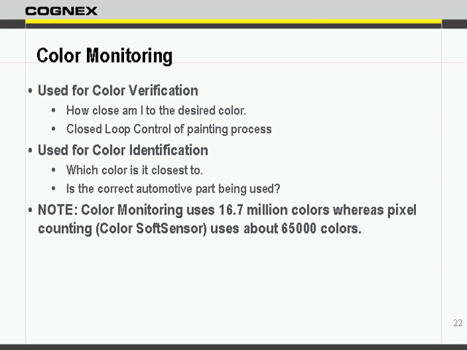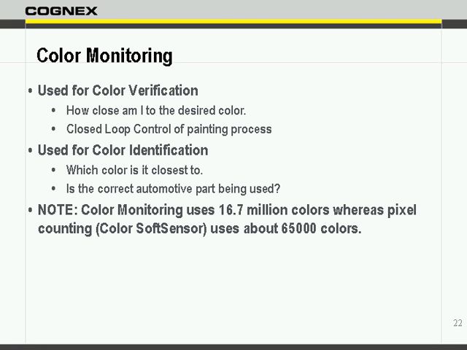So for that, because only the average color is learned, the average color needs to be very consistent from part to part. And this is what we want. That's why we want the color monitoring tool in this case. The color monitoring tool uses 16.7 million colors, basically a 24-bit color, whereas pixel counting only has about 65,000 colors. So it can detect smaller changes in the color content than pixel counting can detect, and that's why we use it as a color monitoring tool.